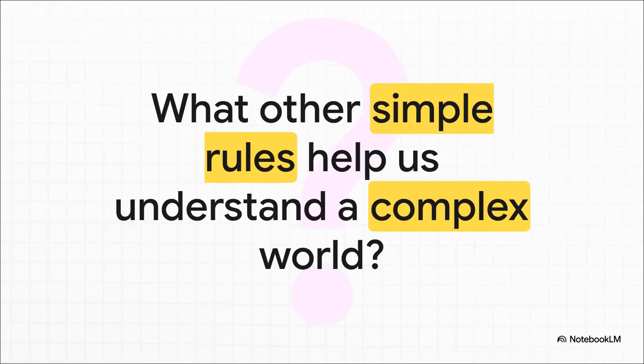And I think that's the big takeaway. What coordinate geometry really teaches us is that a few simple, elegant rules can bring perfect order to what seems like an infinite, chaotic space. And that leaves us with a really fascinating question to think about. What other simple rules, what other elegant systems like this, help us make sense of our complex world?